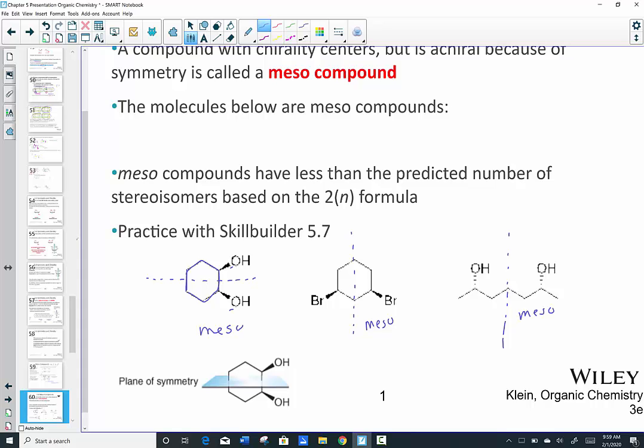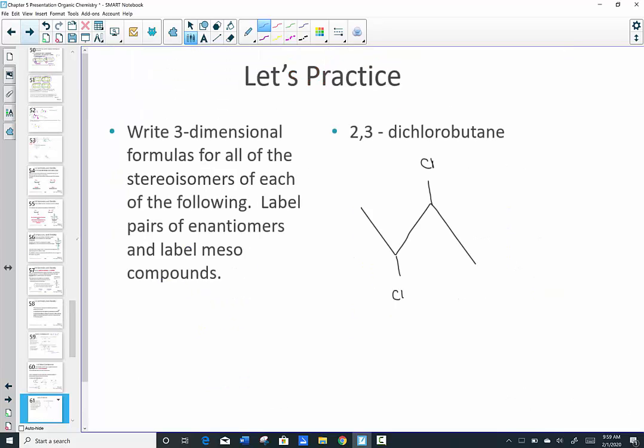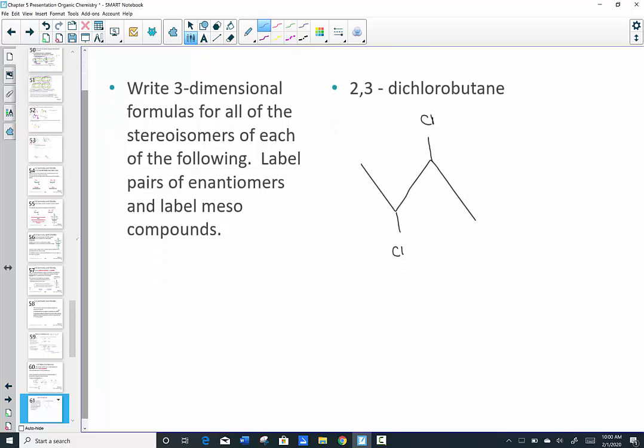So looking for a plane of symmetry, when you examine whether each of these chiral carbons would produce a new set of enantiomers. When we think about writing meso compounds, are we going to have two sets of twins or only one set of twins with a diastereomer? That's kind of the goal. Let's practice with 2,3-dichlorobutane. Write all the possible formulas for the stereoisomers and then just label them as enantiomers or meso.